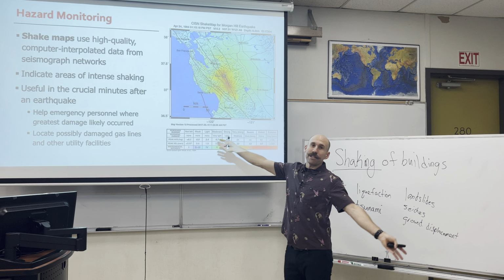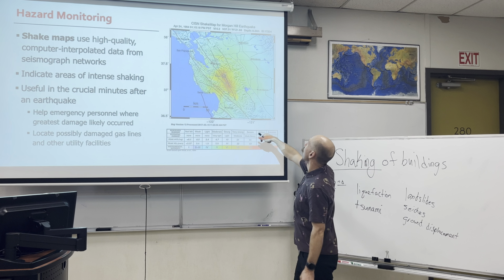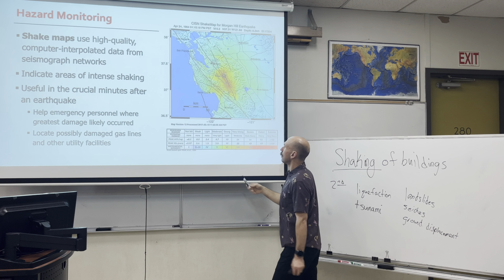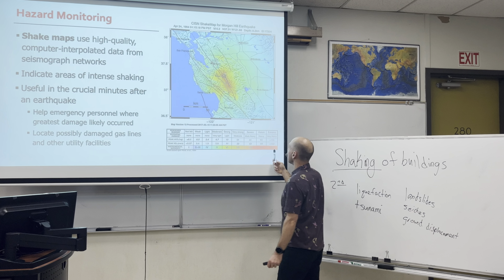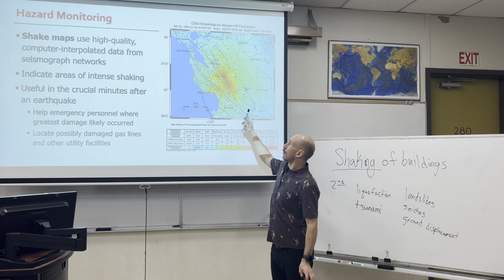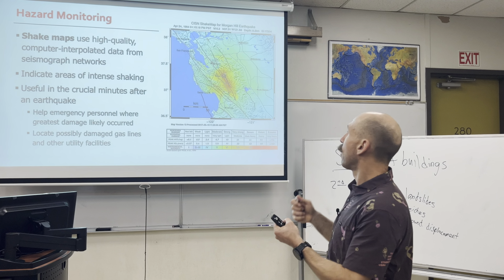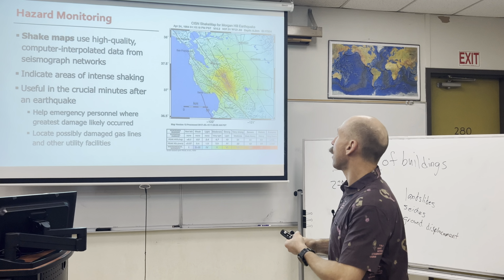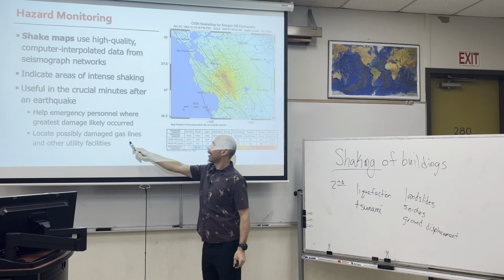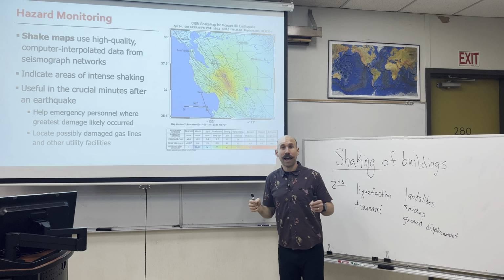How do we know where the dangerous areas are? Well, we can create shake maps. So here's a shake map for the Morgan Hill earthquake showing where the epicenter was and the intensity of shaking using the modified Mercalli intensity scale. If we can produce these relatively quickly after an earthquake occurs, then emergency personnel know where to go to provide support and aid, and other workers can find damaged gas lines, utility lines, and other facilities that might need to be repaired as quickly as possible.